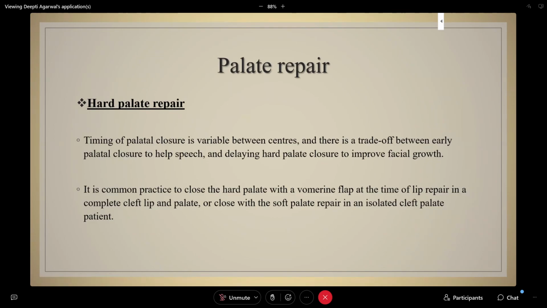Palate repair. Palate repair consists of hard palate repair and soft palate repair. In hard palate, the timing varies between centers, between early palatal closure, which will help speech, and delayed hard palate closure, which will improve facial growth. So, the common practice is to close the hard palate with a Vomerine flap at the time of lip repair. Or if the cleft is not complete and there is no cleft lip, there is only isolated cleft palate, then it will be repaired at the time of soft palatal repair only.